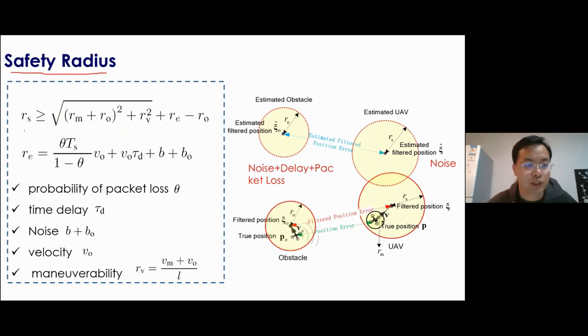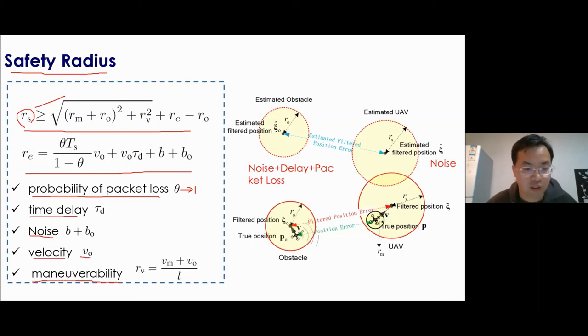Next is the safety radius. This is the result we derived. As shown, if the probability of packet loss is high, this one will be increased. If the time delay is large, the safety radius is increased. If the noise is big, this one is increased. If the velocity and the maneuverability are small, this one is big. I think this is consistent with intuition. We show this relationship is right. We show this equation exactly.